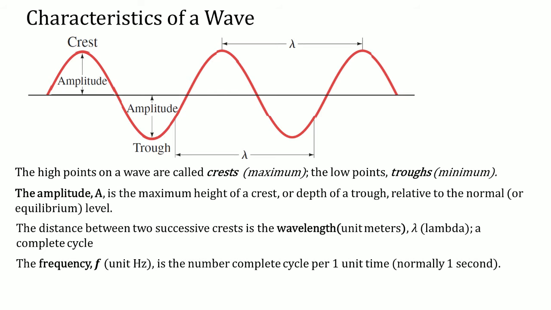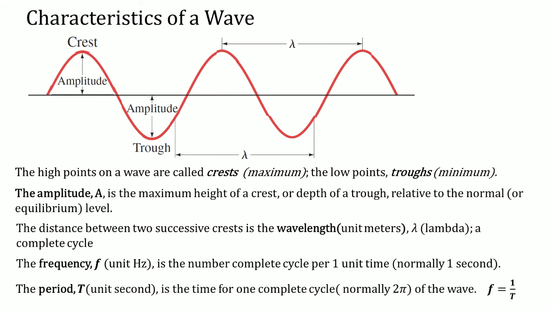Frequency, also written with a subscript f, has the unit hertz, and that represents the number of cycles per 1 unit of time. Normally, a unit of time is 1 second. So we normally take a look at how many cycles of that wave occur in 1 second. That is what hertz is referring to.